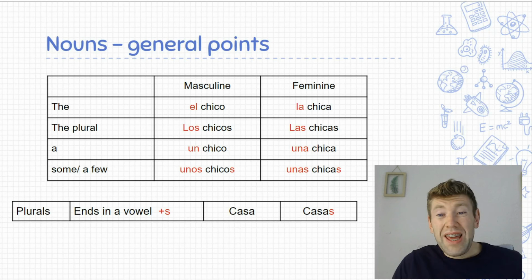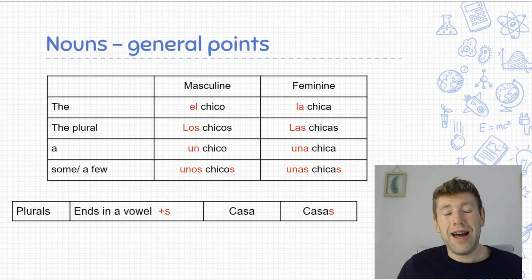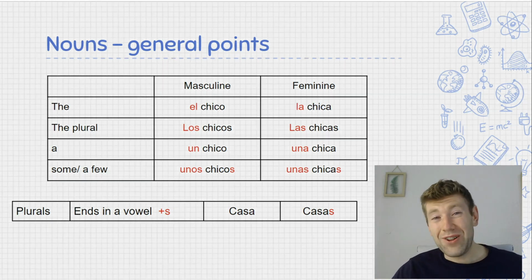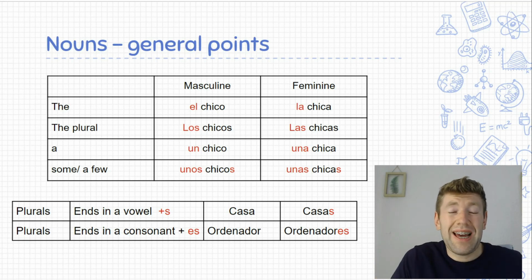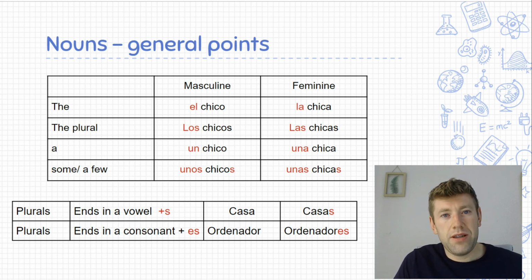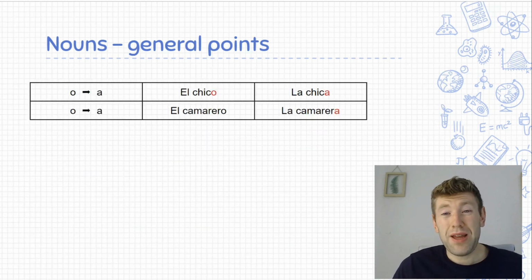Some other things to note down is when we pluralize the noun, if it ends in a vowel, so a, e, i, o, u, we just add s. If it ends in any other letters, like a consonant, we add es. So for example, casa goes to casas, or computer, ordenador, goes to ordenadores. And just a couple of points to finish up.